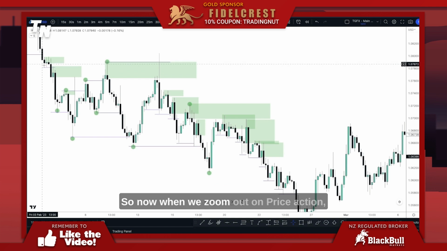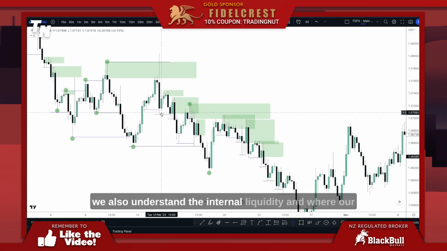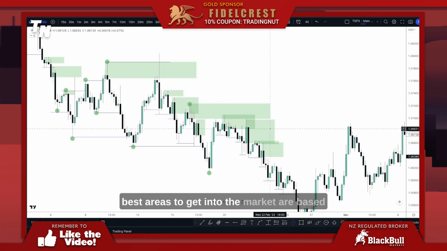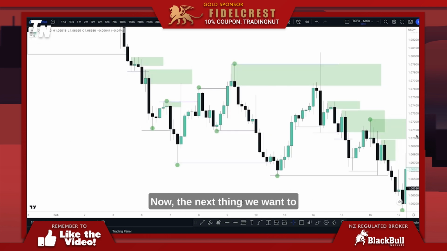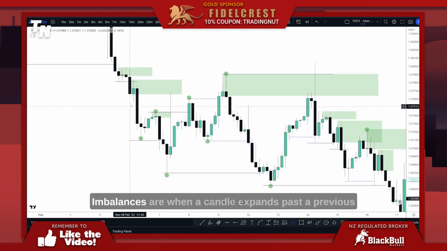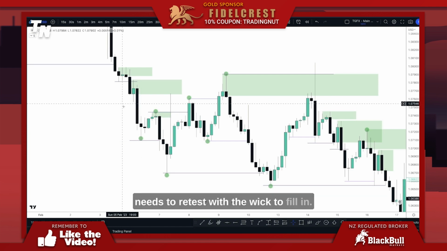So now when we zoom out on price action, we not only know which direction market structure is, we also understand the internal liquidity and where our targets should be, but we also understand where the best areas to get into the market are based off of order blocks being created. Now, the next thing we want to add into our analysis is imbalances. Imbalances are when a candle expands past a previous candle's range and actually creates a gap where price needs to retest with a wick to fill in.